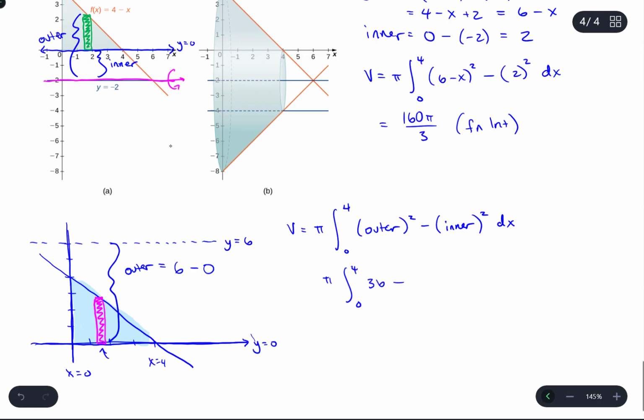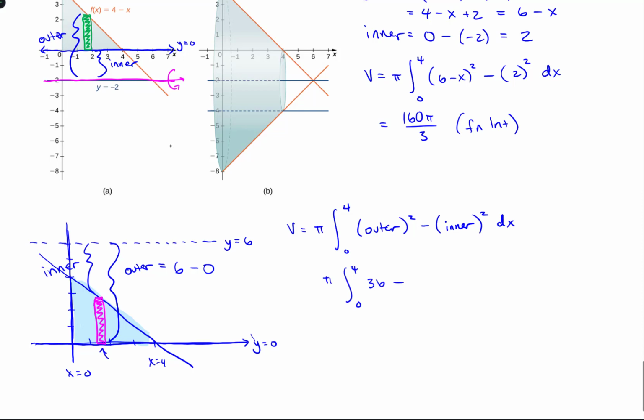Now my inner radius is this distance here. And again, it's confusing because it looks like this should be the outer because it's the most positive with respect to the region drawn. But with respect to the axis I'm rotating around, it's the closest point to the axis.